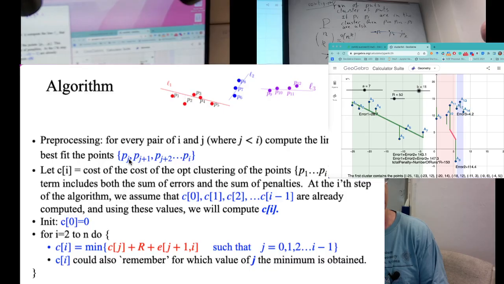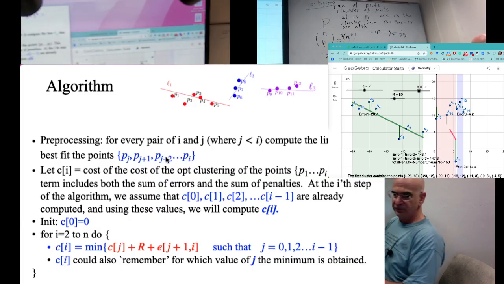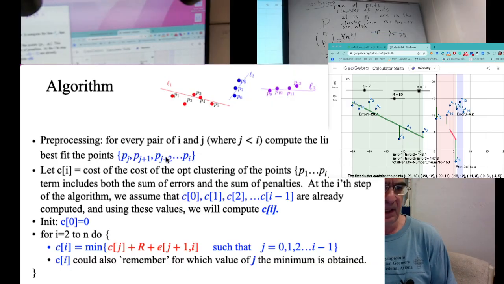That is, I don't know if this run of points from j to i will be in the optimal clustering, but if it is, then in the preprocessing stage I want to know what is the line that best fits these points. And I also want to know what is the error that it will introduce. How well does this line fit these points, and what is the error that it introduces? The error is the sum of squares of the vertical distance. The same algorithm that we saw 2 slides ago.